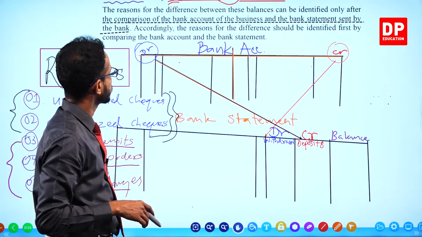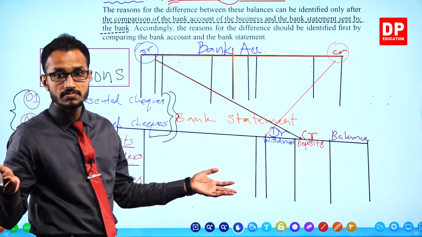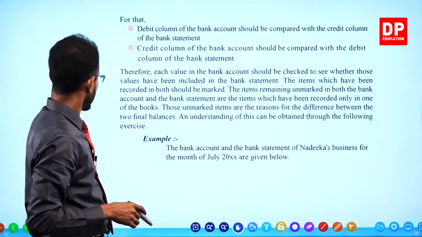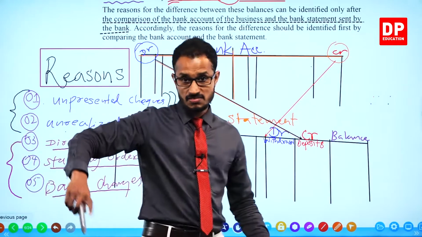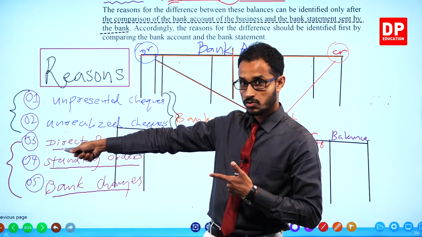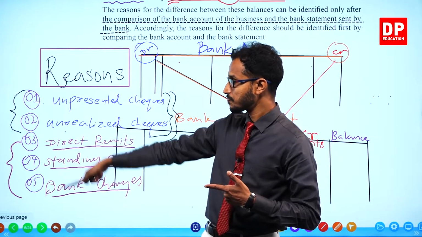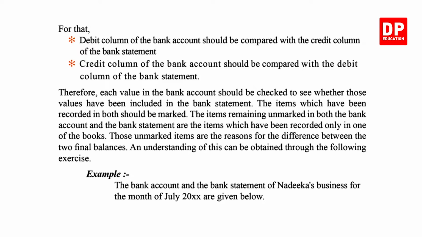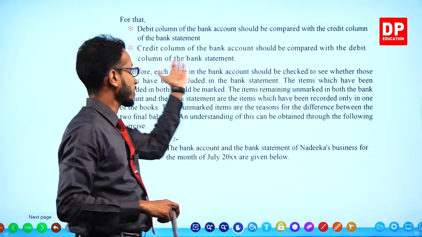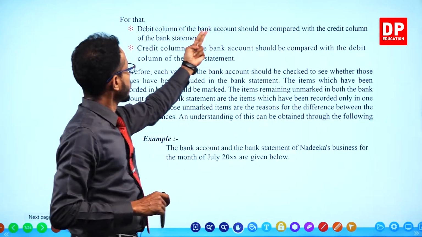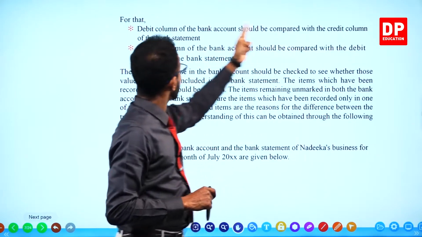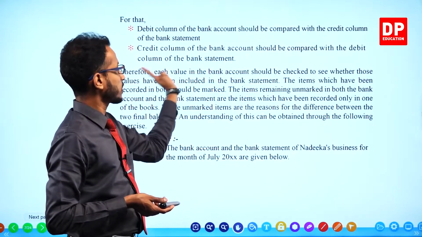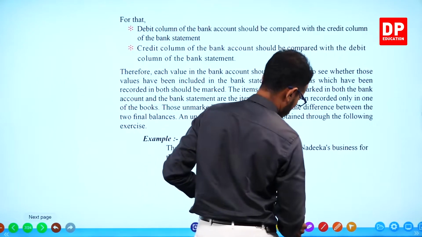All right, okay, fine, we'll do it, shall we? Children, don't forget that we are doing this cross checking to find these items. Okay, all right, here it says everything that I explained just now. The debit column of the bank account should be compared with the credit column of the bank statement, and the credit column of the bank account should be compared with the debit column of the bank statement. This is what I explained just now.